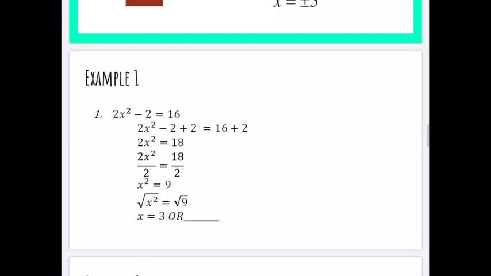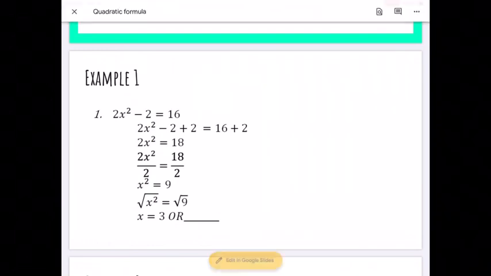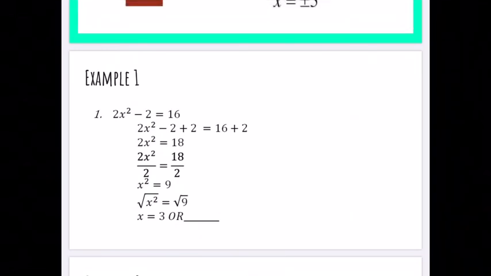Okay, example number 1 here, I'll just talk through and you can write this down as you wish. You have 2x squared minus 2 equals 16. The first thing I need to do is get rid of the minus 2, numbers to my right. So I'm going to bring it to the 16. In order to do that, since it's minus 2, I added 2 to both sides. Then you get 2x squared equals 18.